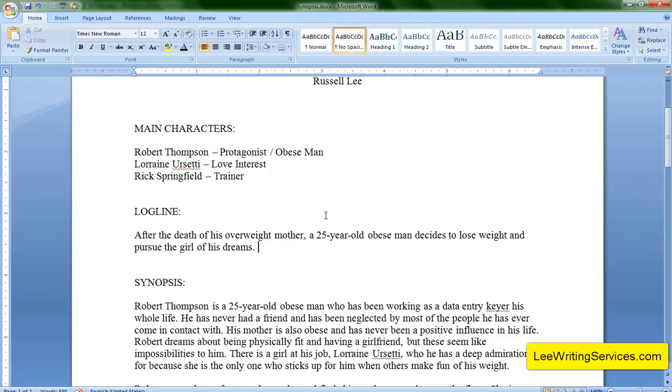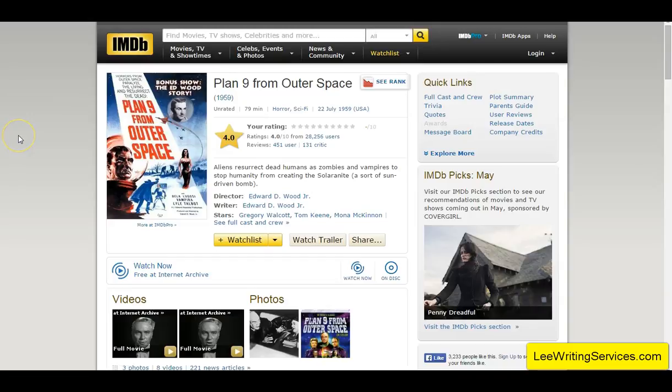Just go to imdb.com, which is the Internet Movie Database. You can look up any movie, and when you go to the movie page, you're going to see a log line under the title. It's usually next to the thumbnail of the film. In fact, let me show you. Hold on. Okay, here we go.